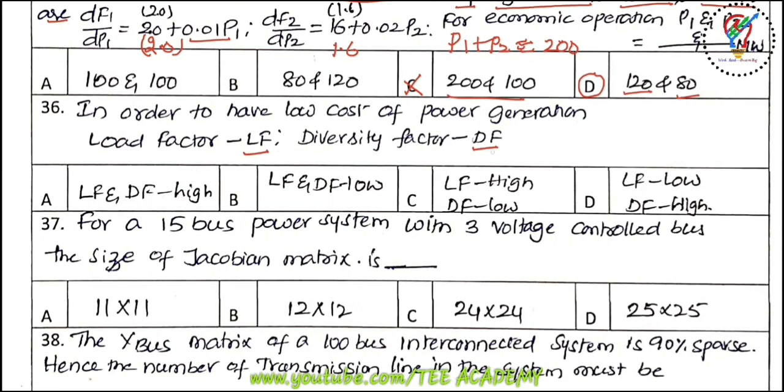As we know, the diversity factor is greater than 1 and the load factor is always less than 1, but in order to have low cost, these two should be high values. So the load factor and the diversity factor should be high. The other options are: load factor and diversity factor low; load factor high, diversity factor low; load factor low, diversity factor high. Okay, and next question.